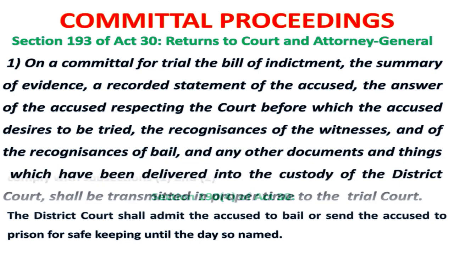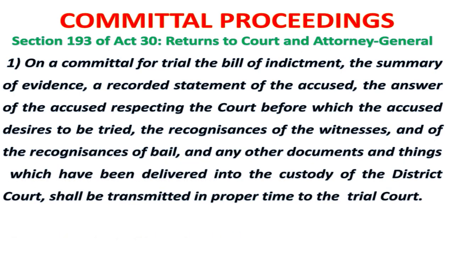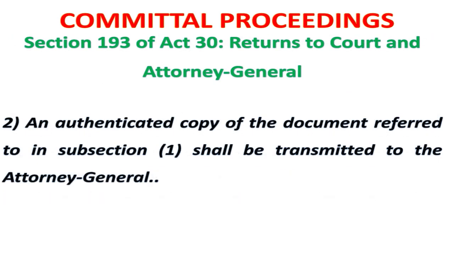And then after the order of committal is made, it means the district court, you are done with your work. You don't have anything more to do because you said you are committing the accused person for trial at the High Court. What more do you have to do? So that's why Section 193 says that on the committal for trial, the bill of indictment, summary of evidence, a recorded statement of the accused, answer of the accused, the recognizances, witnesses, any other documents, and things that have been delivered into the custody of the district court shall be transmitted in proper time to the High Court. Because district court, you are done with your work. And then an authenticated copy too shall be transmitted to the Attorney General.